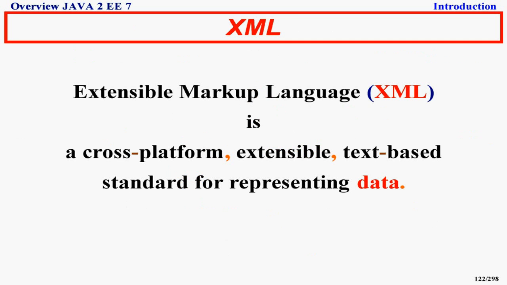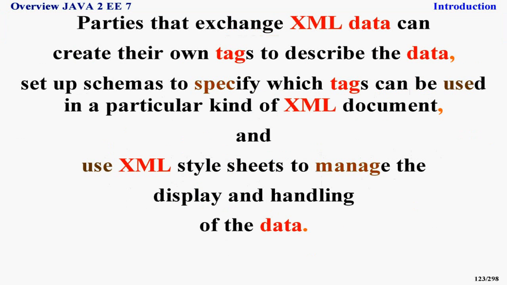XML (Extensible Markup Language). XML is a cross-platform, extensible, text-based standard for representing data. Parties that exchange XML data can create their own tags to describe the data, set up schemas to specify which tags can be used in a particular kind of XML document, and use XML style sheets to manage the display and handling of the data.